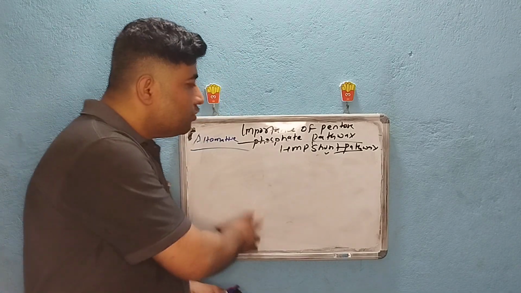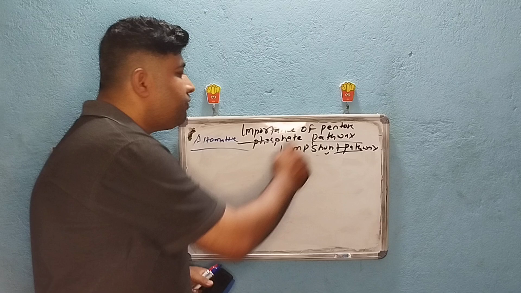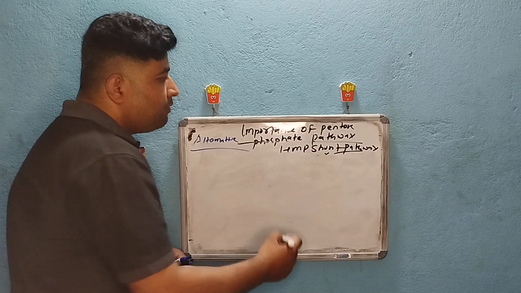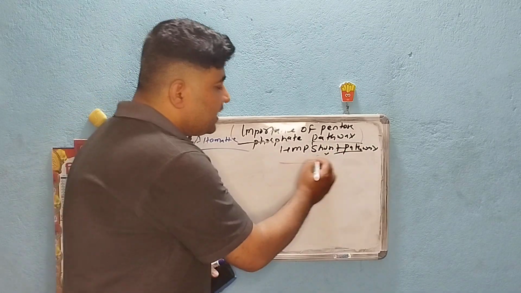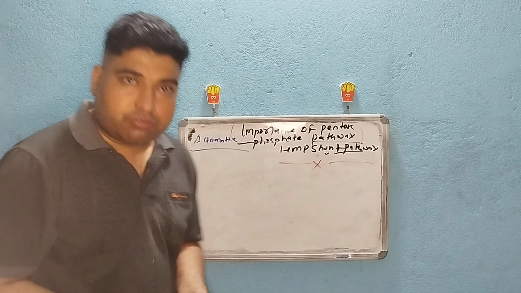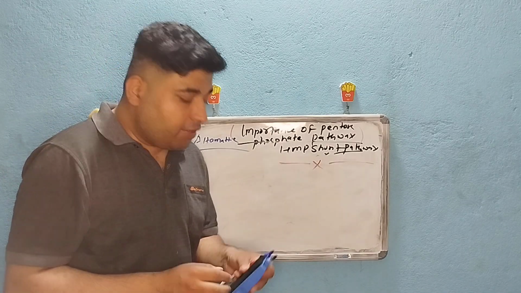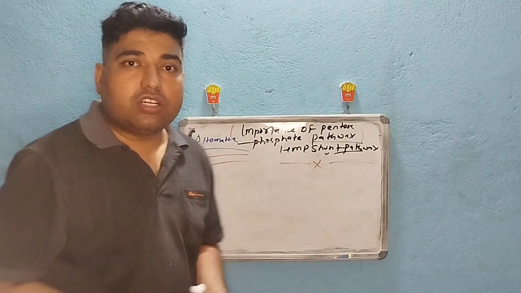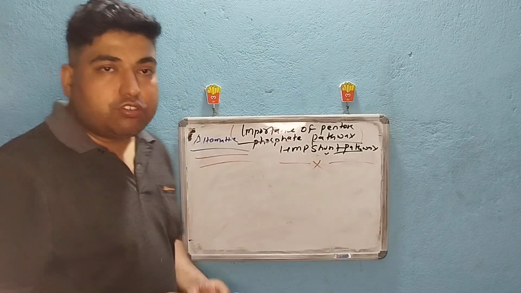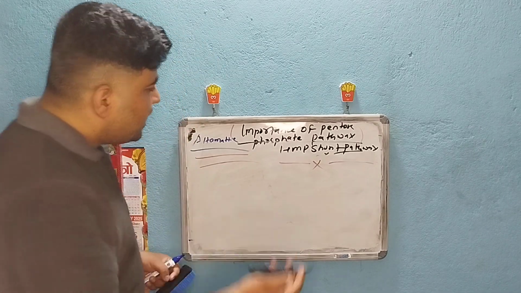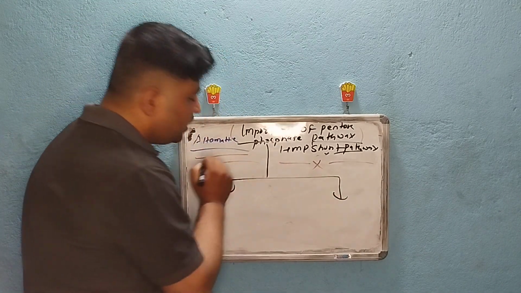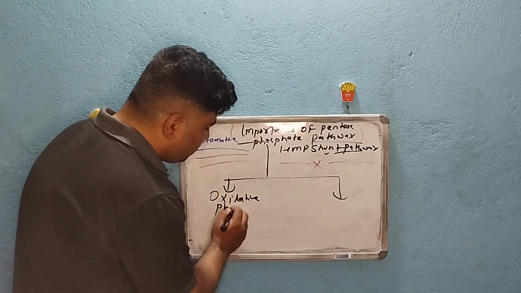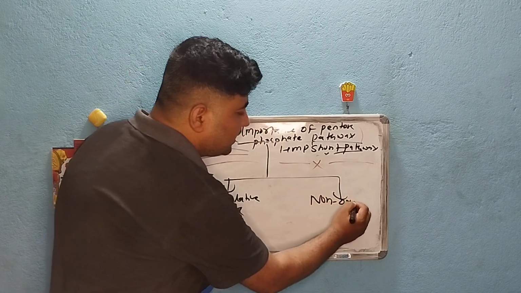In this video, I'll be talking about the importance of the pentose phosphate pathway. The pentose phosphate pathway is also called the hexose monophosphate shunt pathway. It is an alternative pathway to glycolysis, and it consists of an oxidative phase and a non-oxidative phase.